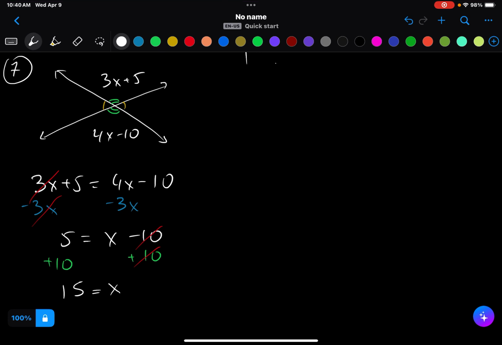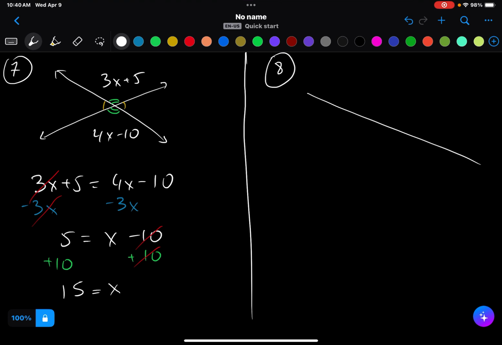All right. Number 8. Another very similar scenario. You have two lines that cross each other. Oops, that's not how that worked. Like this. Yeah, better. So again, two angles that are opposite are going to be congruent or identical. And I gave you this angle here and this angle here, and they're both opposite to each other, so you can set them equal to each other.